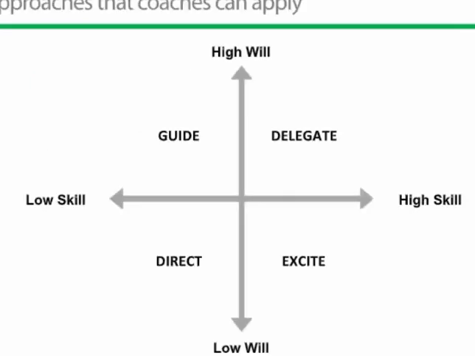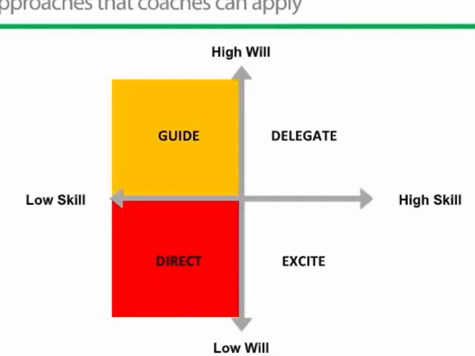Drivers fall into one of 4 major categories within the skill-will matrix. Depending on which quadrant they are in, your efforts will be to direct, guide, delegate to, and excite your team. Where does your driving team fall in this chart?